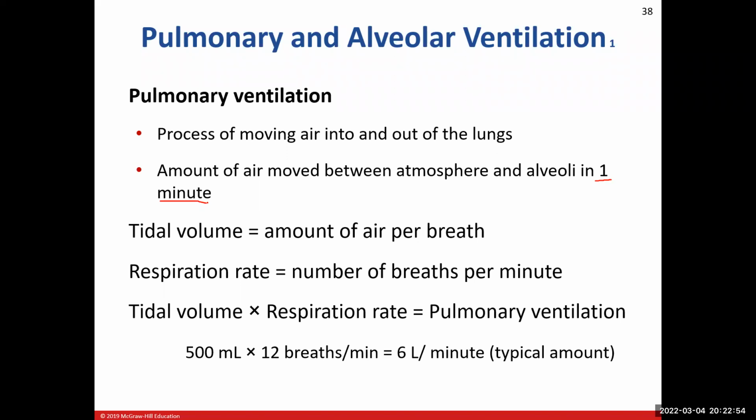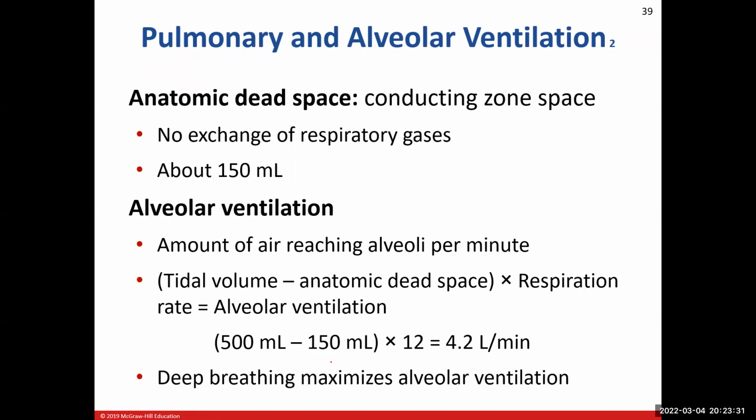The respiration rate in a normal, healthy individual should be anywhere from 12 to 15 breaths per minute. So all we're going to do is take those two values and multiply them to one another, and that's going to give us our pulmonary ventilation. So tidal volume, 500 milliliters, times breaths per minute, which in this example is 12. That's roughly about 6 liters of air which is going to reach your lungs in a minute. All right, real simple pulmonary ventilation for you.